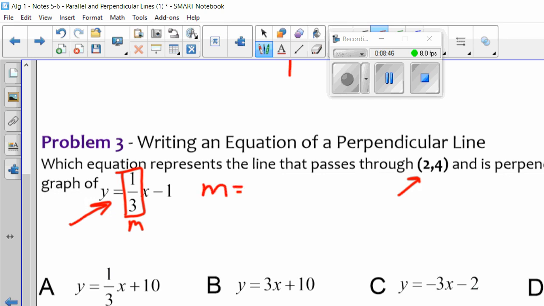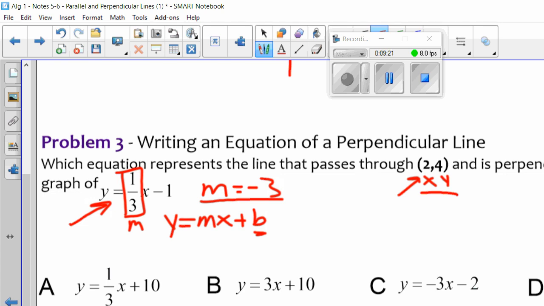So I've got to take this slope and flip it and change its sign. When I flip it, I get 3 over 1 or 3. And it was a positive slope of 1/3, so I'm going to make it the opposite. I'm going to make it negative. Okay. Once again, I got my x and my y. I'm going to take my x and y from the point. I'm going to take my new slope and plug it in here to find b.